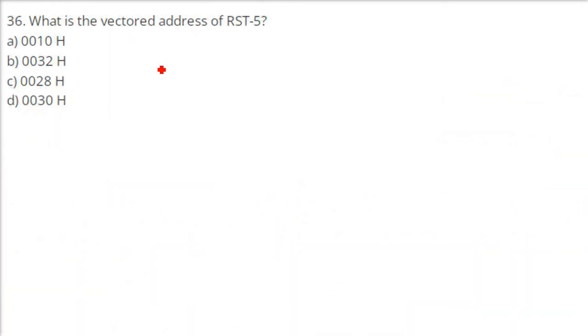What is the vector address of RST5? You have to give this answer, because we are going to take it up in the next discussion.